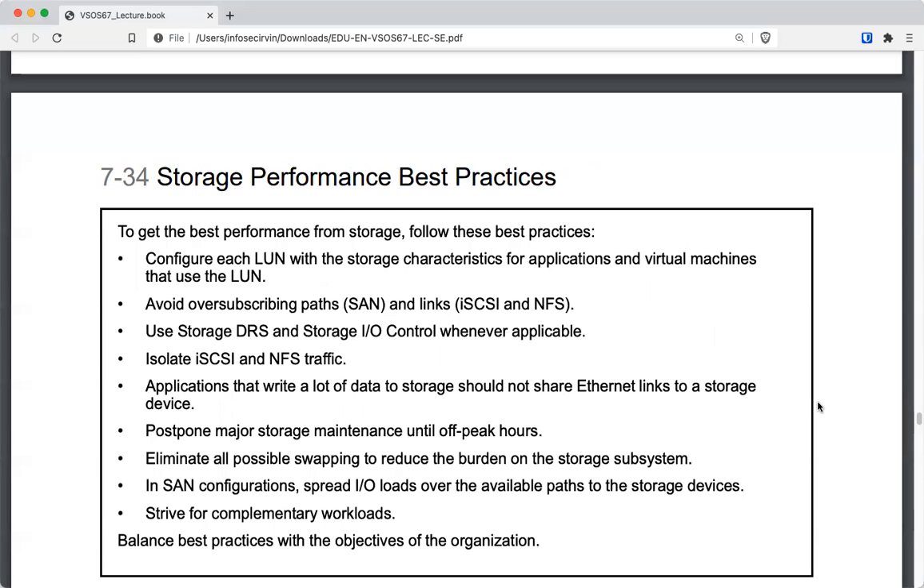Some best practices, but again, your best practice will always depend on the infrastructure and the organization you are working in. Configure each LUN with the storage characteristics for applications and VMs that will use that LUN. Avoid oversubscribing any paths. Use storage DRS whenever possible. Isolate iSCSI and NFS traffic. Applications that do a lot of writing should probably not share the same Ethernet links.